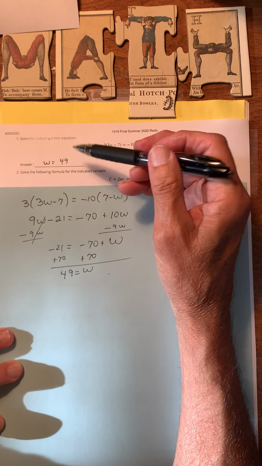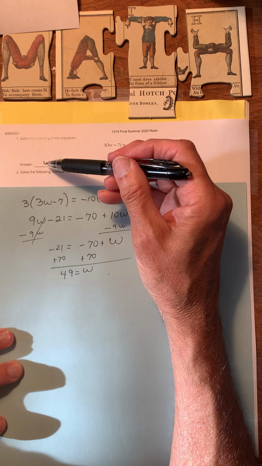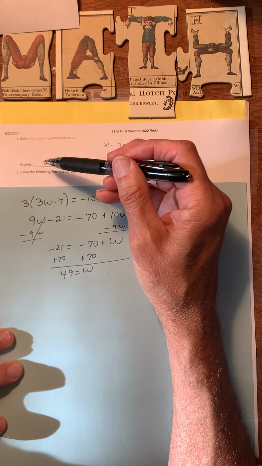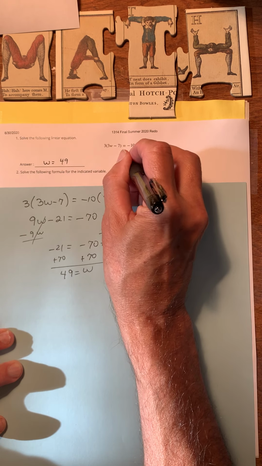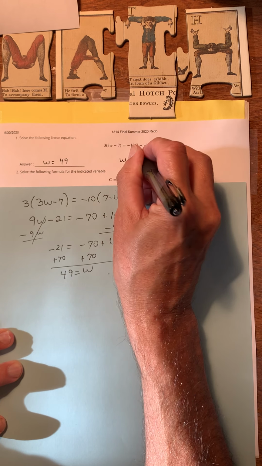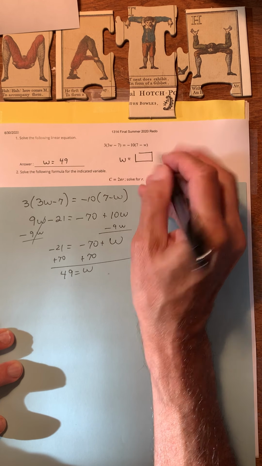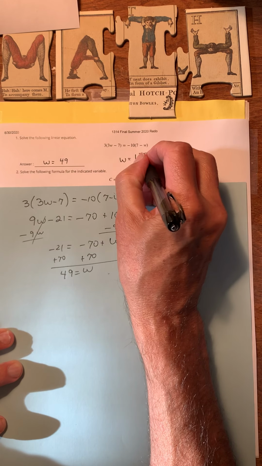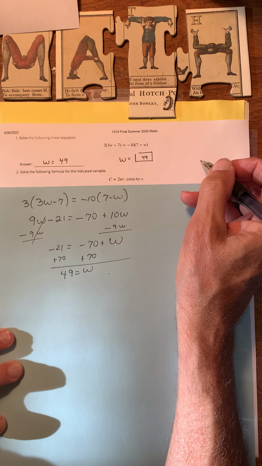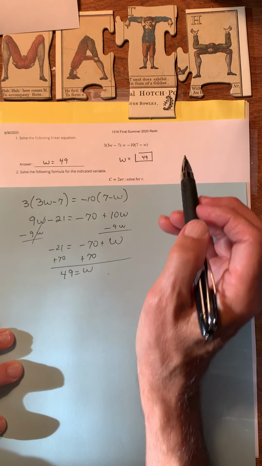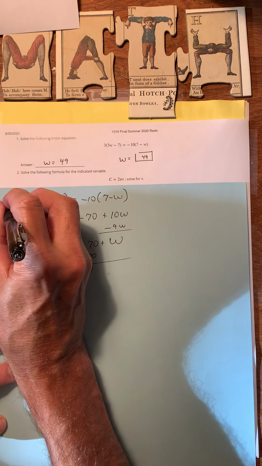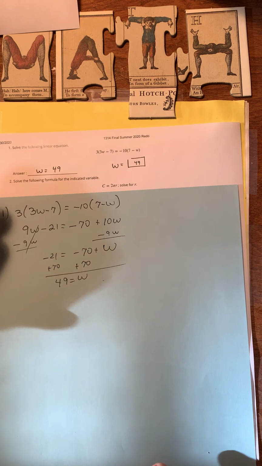Now pay close attention to how the question is asked. If it says something like this, obviously don't put W equals 49 in that blank, just put 49. Got the idea? So answer the question as it's asked. So that's number 1. Number 2.